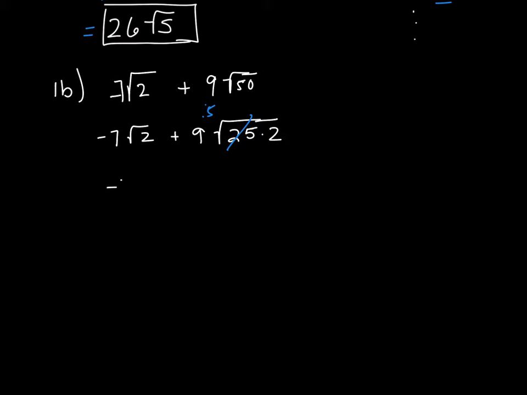Now I'm left with negative 7 square root of 2 plus 45 square root of 2. Because these are now like terms, I go ahead and add them together. So that becomes 45 minus 7, which is 38 square root of 2.